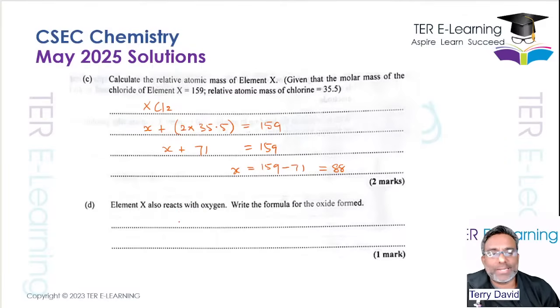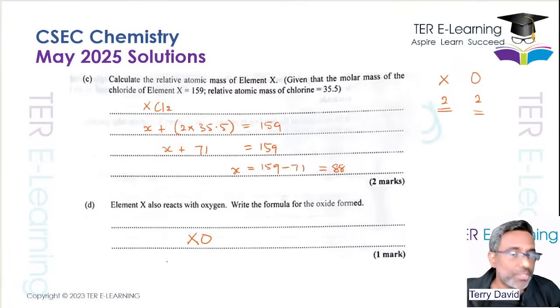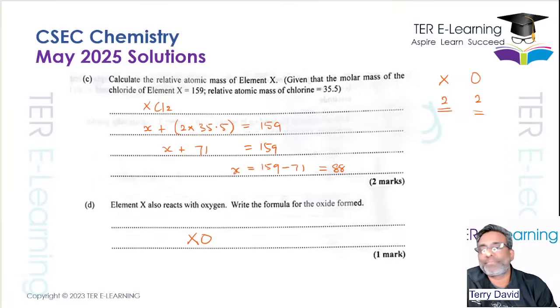Element X also reacts with oxygen. The formula of the oxide that is produced: so again, you're going to get an oxide, so X plus oxygen. The valency is 2 for the element X. The valency for the oxide ion is also 2. Whenever these two valencies are the same, we don't do anything. The formula is simply going to be XO. That's all you need to do, for 1 mark.